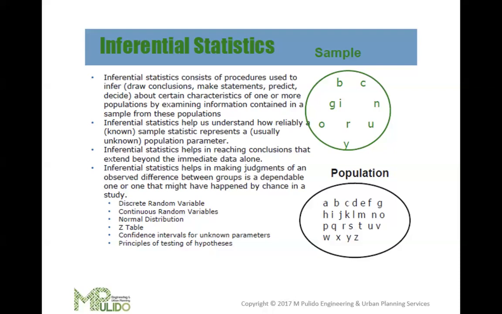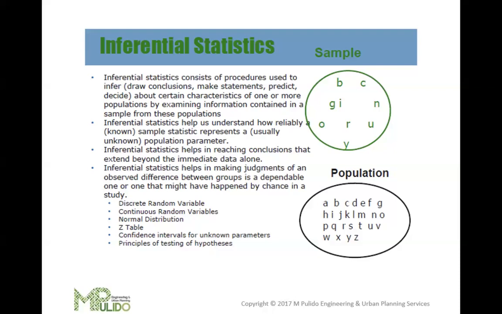Confidence intervals for unknown parameters means these are a range of values derived from the sample data that is likely to contain the population parameter with a specified level of confidence, like 95%. So this is probably the third time I'm giving this example. Another one is estimating the mean salary of employees in a company with a 95% confidence interval.